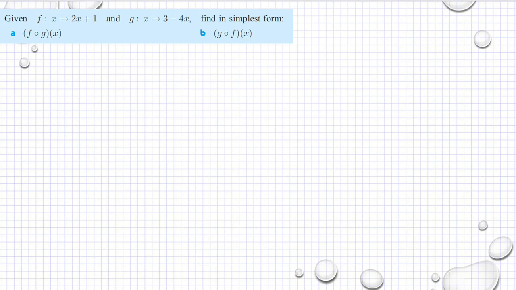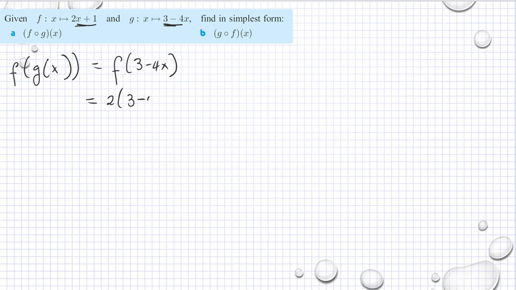Okay, let's take another example. We're going to take a look at the composite function of f of g of x. So our g of x is 3 minus 4x, and our f of x is 2x plus 1. So we have 2 times 3 minus 4x plus 1. Then we have 6 minus 8x plus 1. Then we have 7 minus 8x.